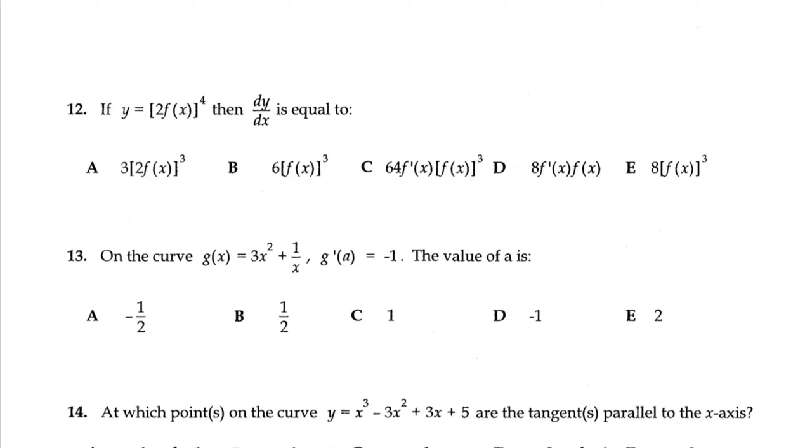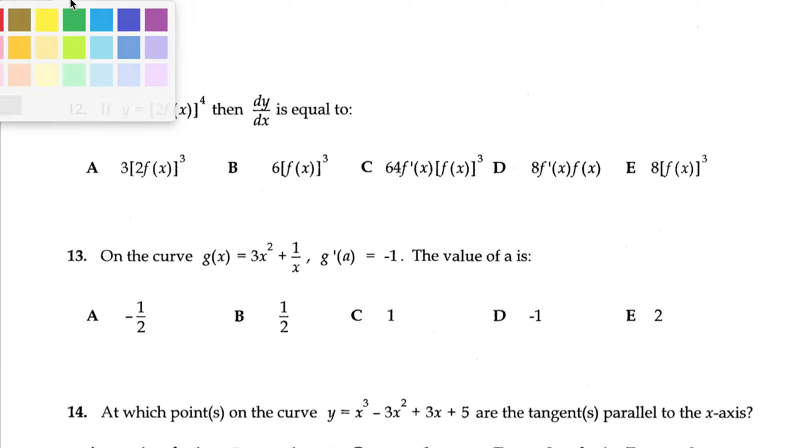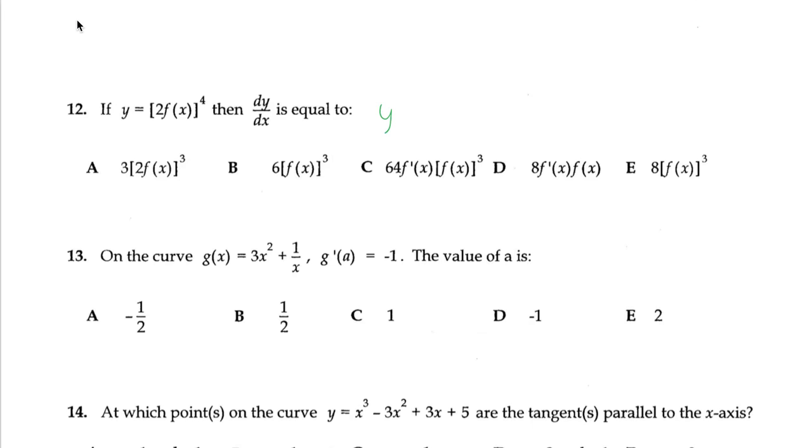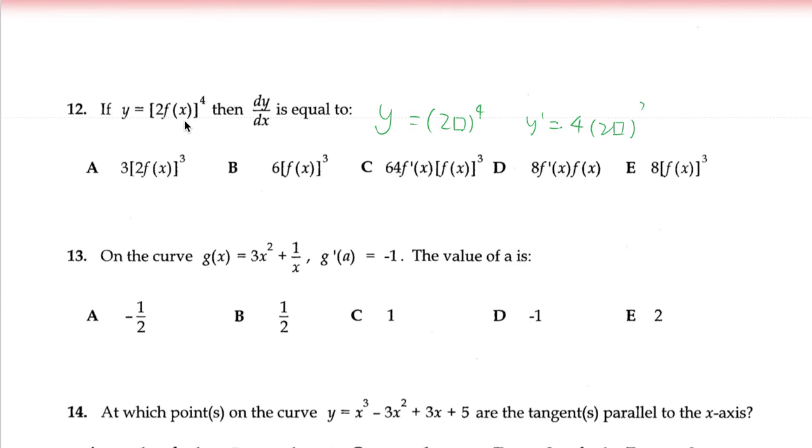Question 12 is the easiest question so far. All we need to do is use the chain rule. You don't need to worry about whether that's f(x) or whatever. You can just say this is y, 2 box to the power 4. And so y dash, you bring the power down, reduce the power by 1, multiply by the actual box dash.